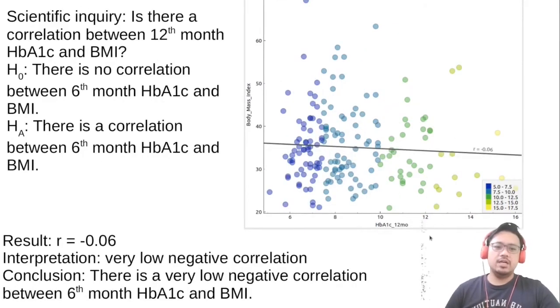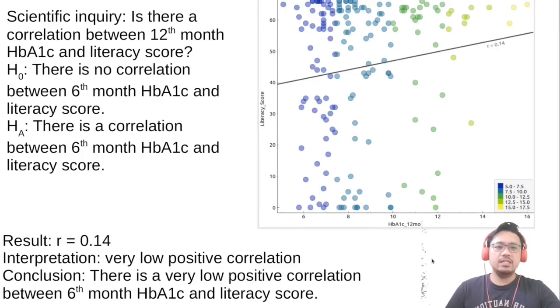Next, between HbA1c and BMI, we have a coefficient of negative 0.06, which means that there is a very low negative correlation. Between HbA1c and literacy score, the regression line goes upward and our coefficient is 0.14. This means that there is a very low positive correlation.